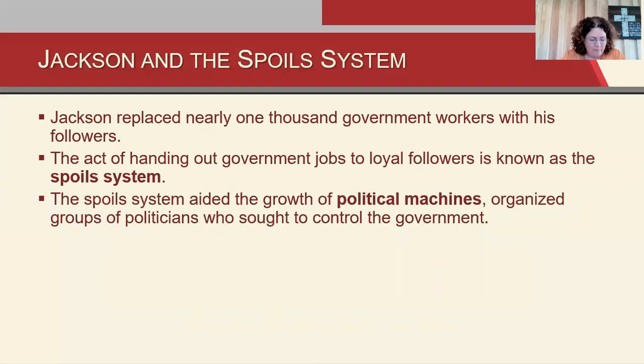Jackson, however, took the step of removing some government workers from their positions and replacing them with his supporters. In effect, the spoil system was a way to get rid of officials who might not support the new president. The spoil system aided in the growth of political machines or organized groups of politicians who sought to control the government.